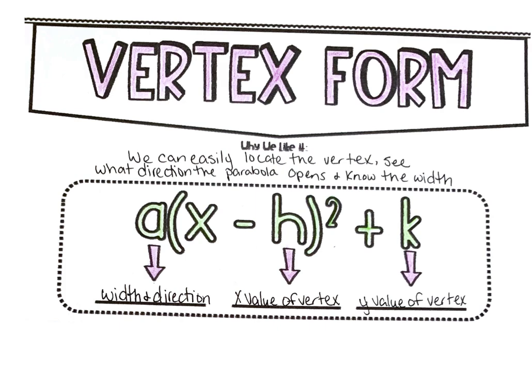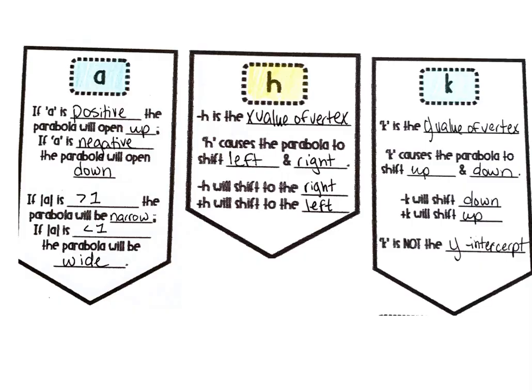So let's look at what happens. The A is identical in standard form and in vertex form. If it is positive, it goes up. If it's negative, it goes down. If the absolute value is greater than 1, it's going to be narrow. If the absolute value is less than 1, it is going to be wide.